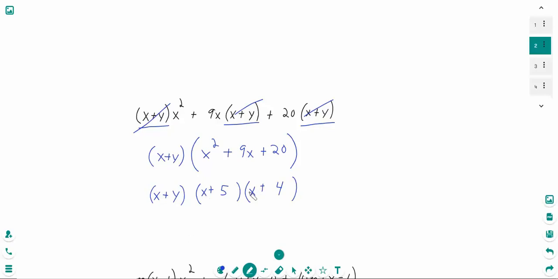And maybe just a quick double check. Do the FOIL. X squared plus 5x plus 4x is a 9x. Last terms, positive 4 times positive 5 is positive 20. Good, we did it right. And there we go. That is factored. It's as simple as that.